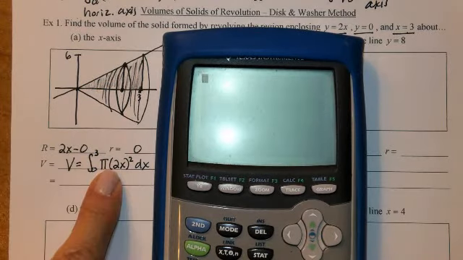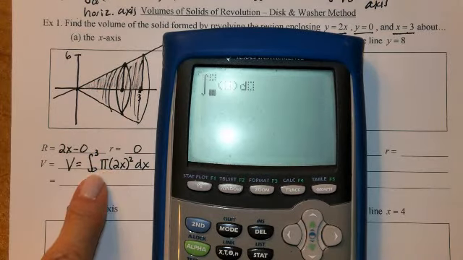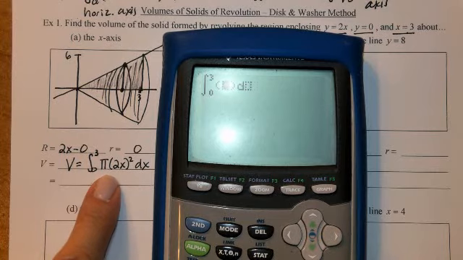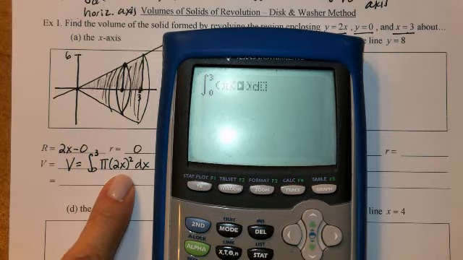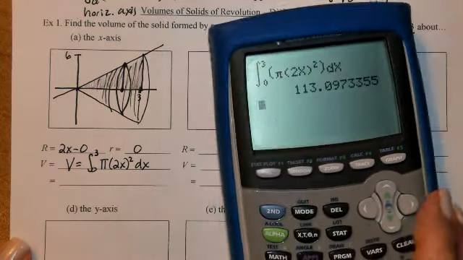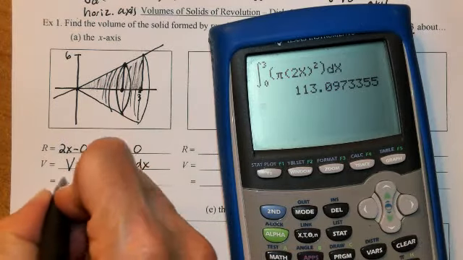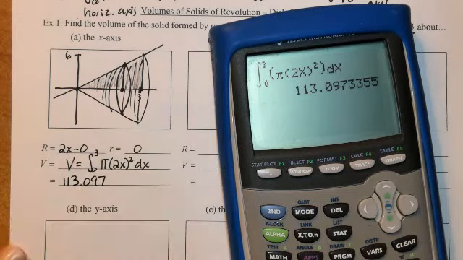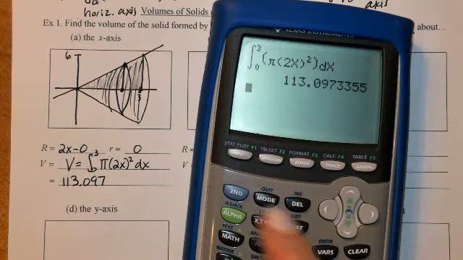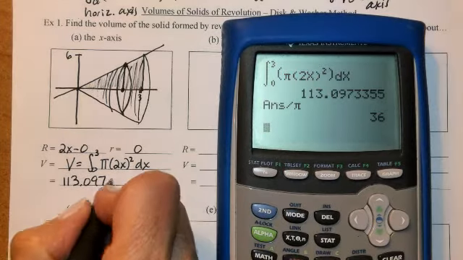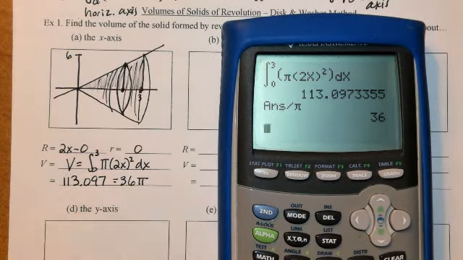Calculator time. We need the integral, Math 9, 0 to 3, pi times 2x squared dx. And we get 113.097. Now, if this is multiple choice and the answers have a pi in them, just take your answer, divide out that pi, and that tells you that 36 pi is equal to 113.097. Okay?